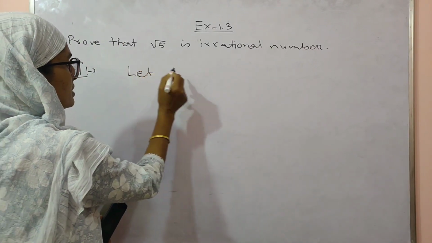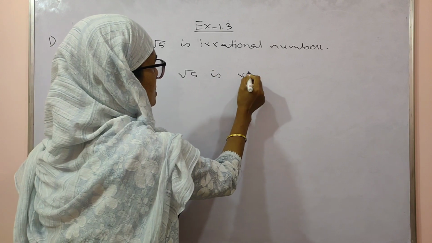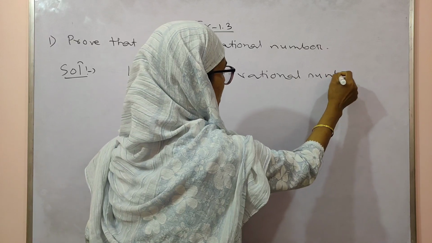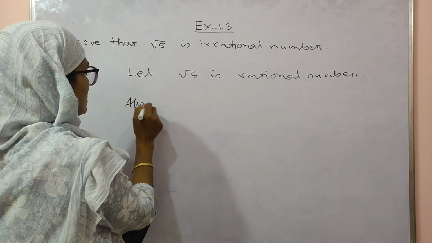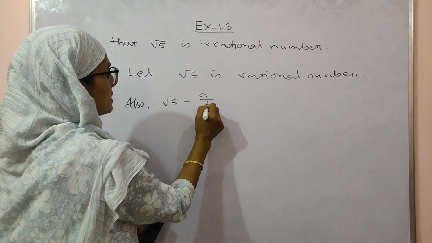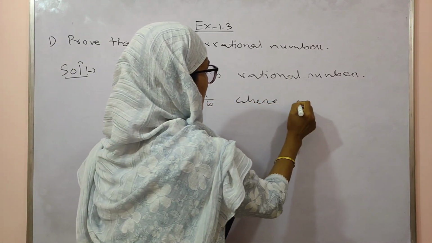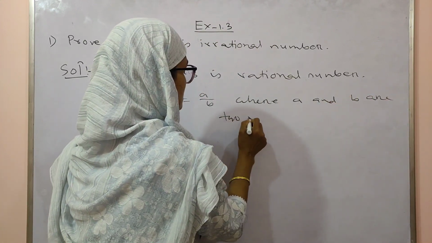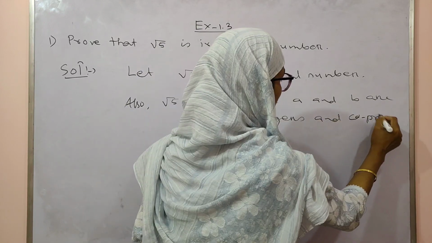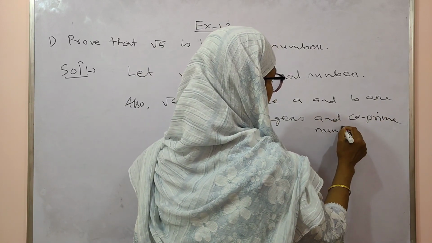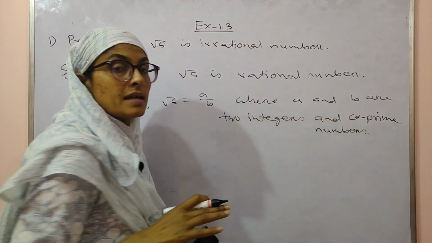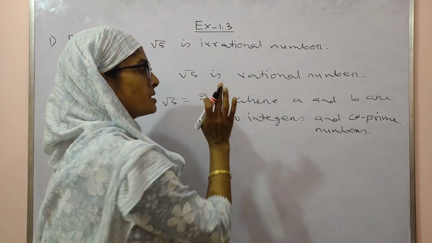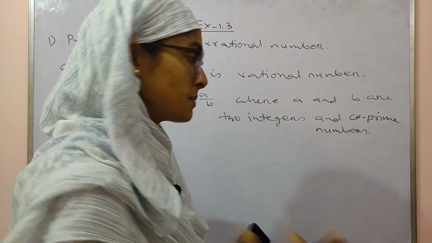Let root 5 be a rational number. Then root 5 equals a by b, where a and b are two integers and co-prime numbers. That means there is no common factor other than 1. A and B are integers and both are co-prime numbers.